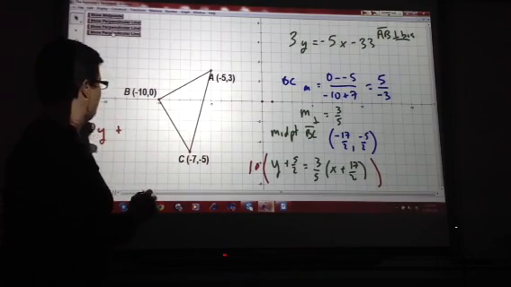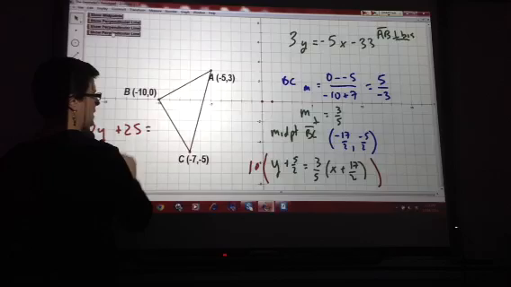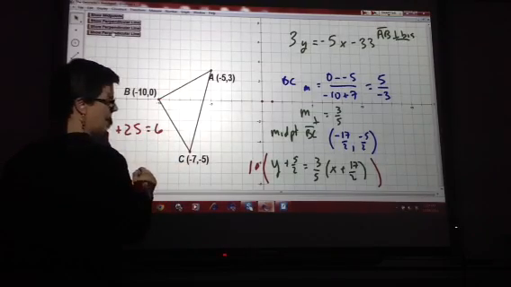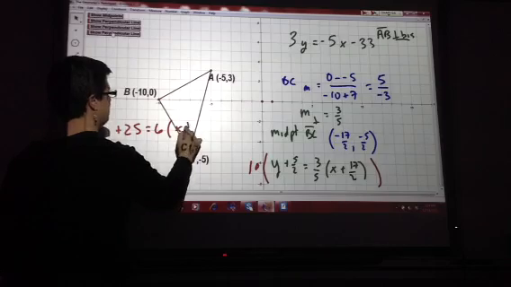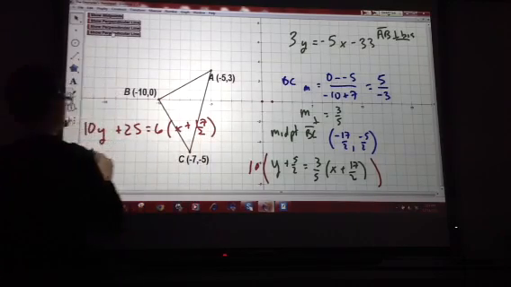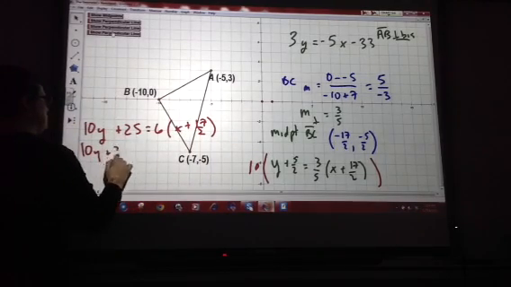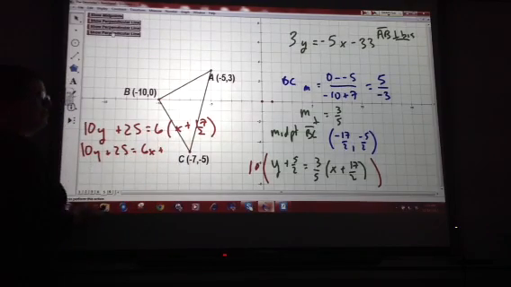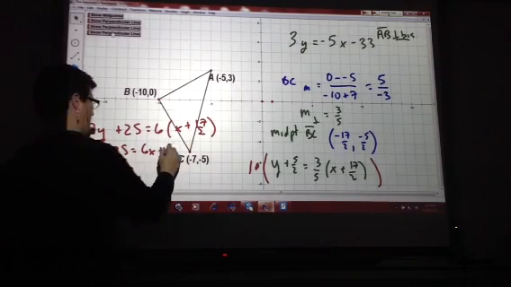So if I multiply that by 10, I have 10y plus 5 divided by 2 is 5. 5 times that 5 is 25 is equal to 10 divided by 5 is 2. 2 times 3 is 6. Times the quantity x plus 17 halves. So I have 10y plus 25 equals 6x plus 6 divided by 2 is 3. 3 times 17, I think it's 51.